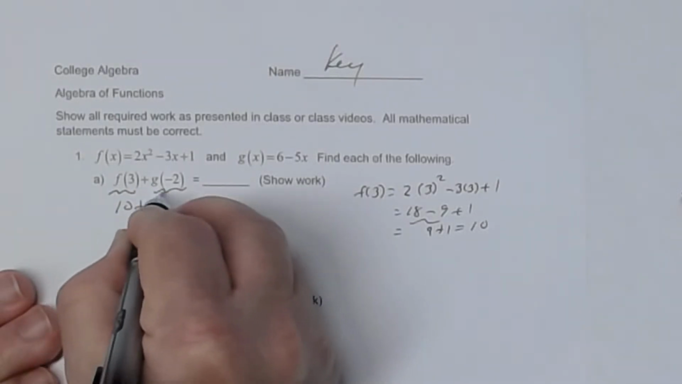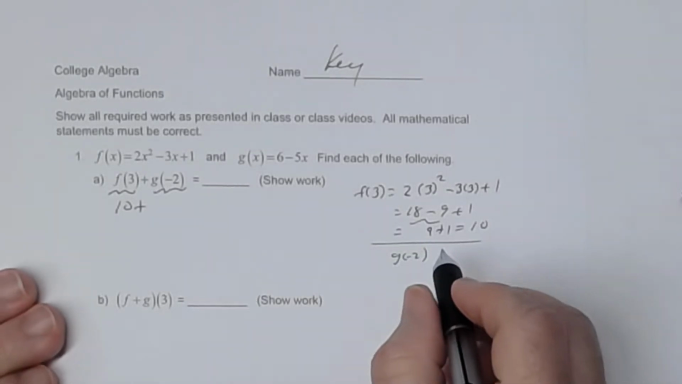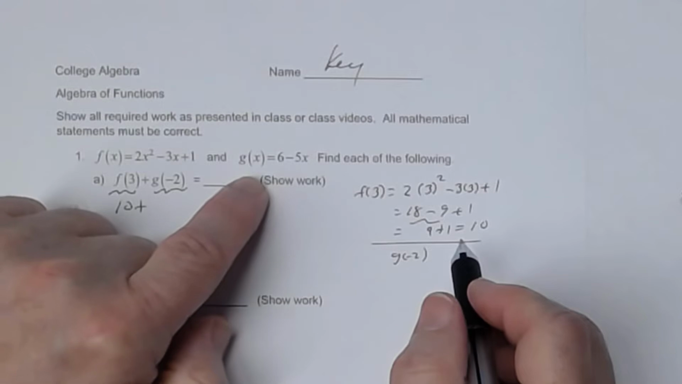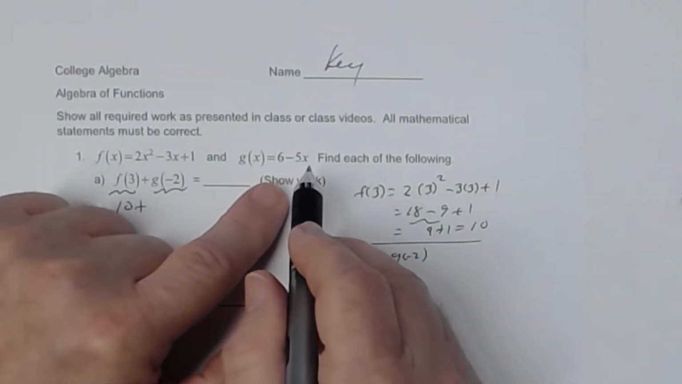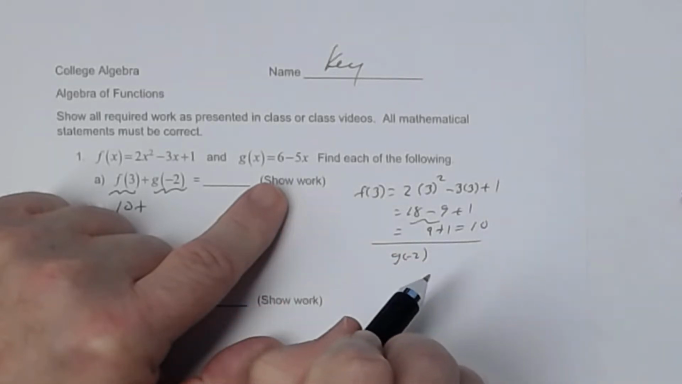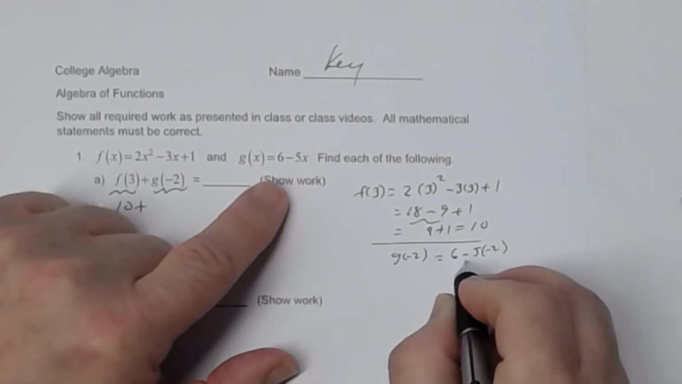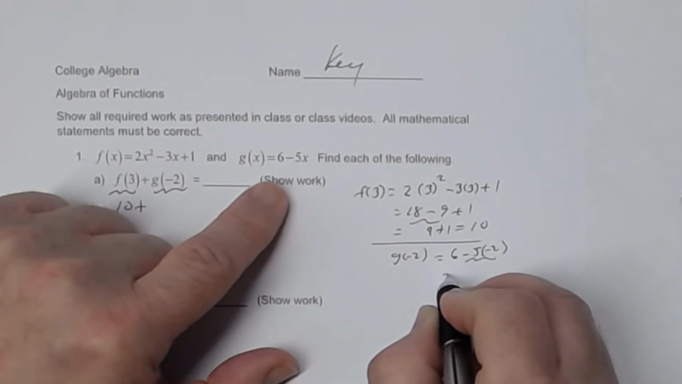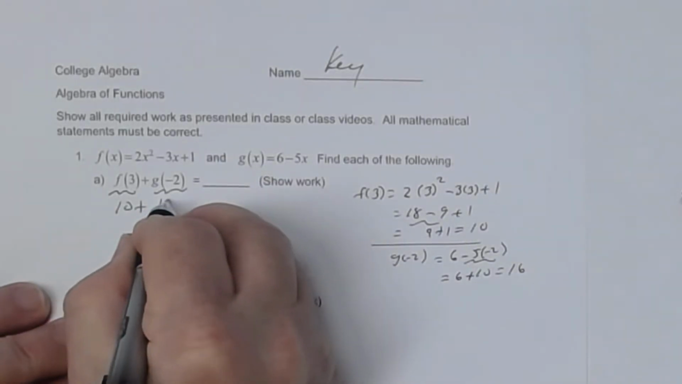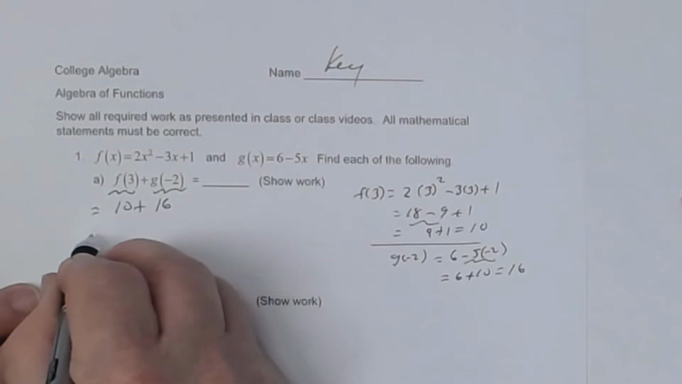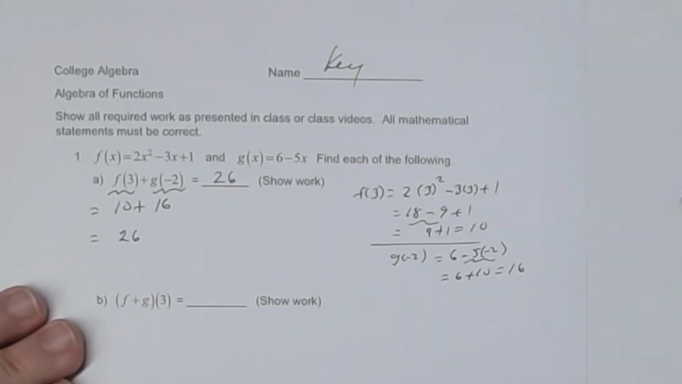Then I'm going to add that to g of negative 2. So then I've got to find g of negative 2. So g of negative 2, that's this function here. So make sure you're using the correct function, this linear function. Wherever you see the variable x, and I see it here, I'm going to substitute negative 2. So I get 6 minus 5 times negative 2. A negative 5 times negative 2 is a positive 10, so this becomes 6 plus 10, which is 16. So I have 10 plus 16, which is going to equal 26. So there's your answer, 26.